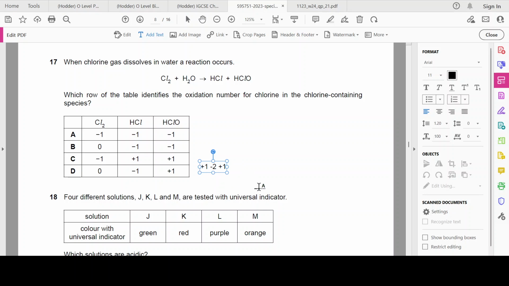Does this make sense? We know hydrogen is +1. We know oxygen is -2. So plus 1 minus 2 gives you minus 1. So we still have minus 1 left. How will we counter the minus 1 and bring the total to 0? Only if chlorine has an oxidation number of plus 1. Okay. Hoping that made sense.